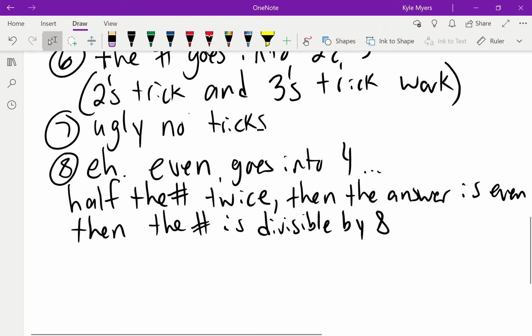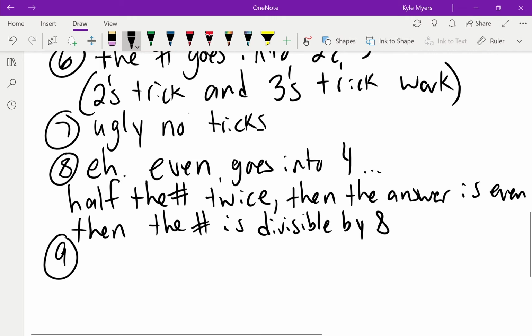And the whole 2 digits thing doesn't work for this either, right? So if the last 2 digits go into 8, that doesn't necessarily mean that it goes into 8, okay? That trick doesn't work either. I mean, technically the last 3 digits, but that's a little much. So that's pretty much all I'm going to say for the 8.